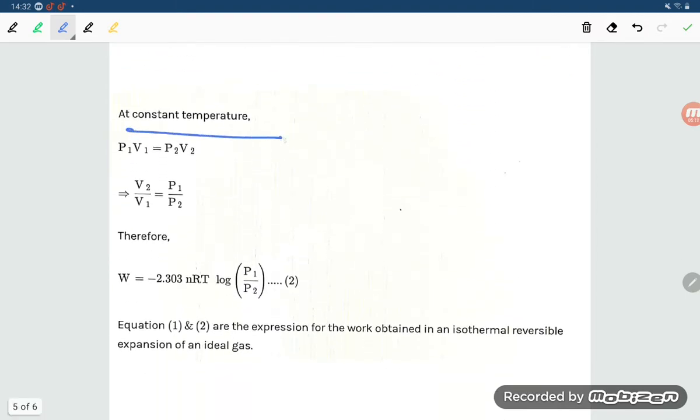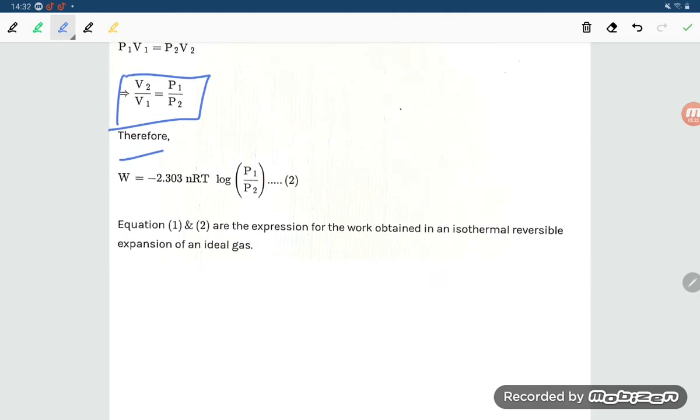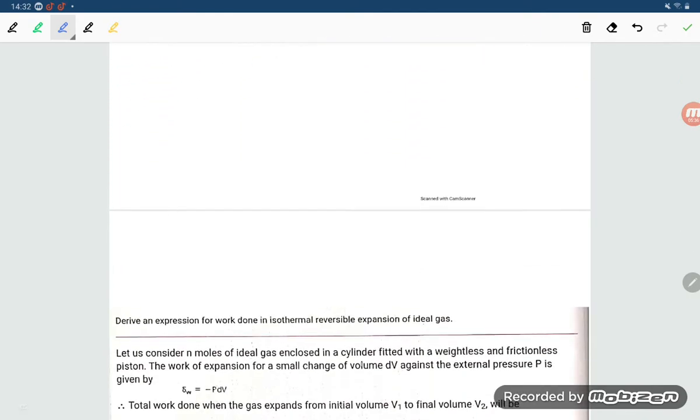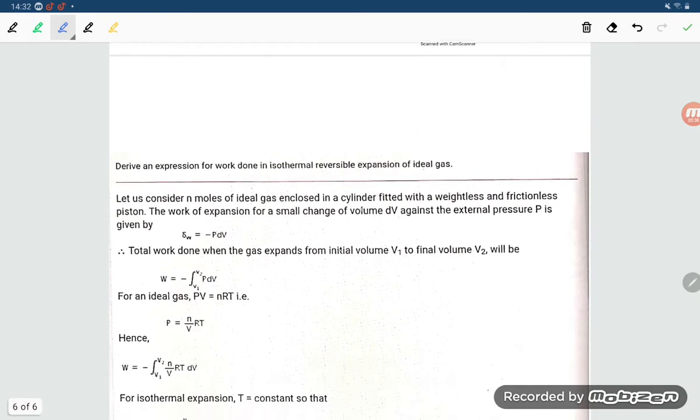At constant temperature, P1 V1 is equal to P2 V2. So V2 upon V1 is equal to what? P1 upon P2. So therefore W is equal to minus 2.303 nRT log P1 upon P2. This is the equation. So equations 1 and 2 are the expressions for the work obtained in an isothermal reversible expansion of an ideal gas. Okay. So this was the equation.